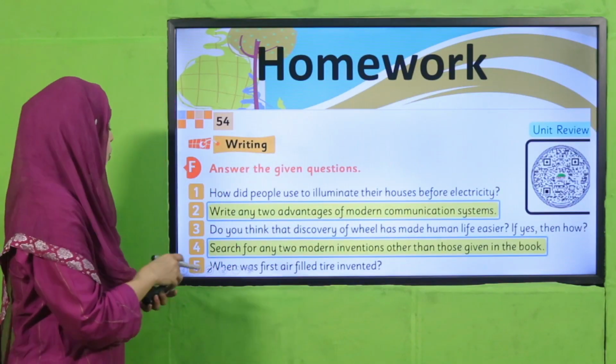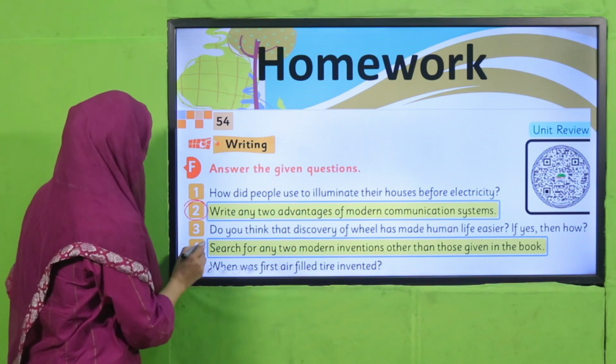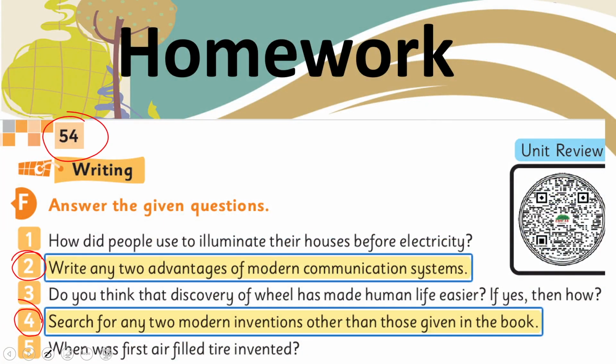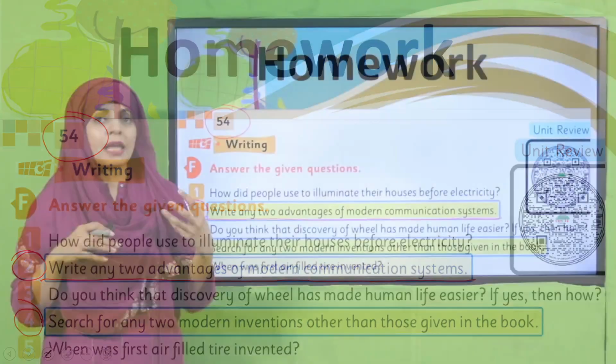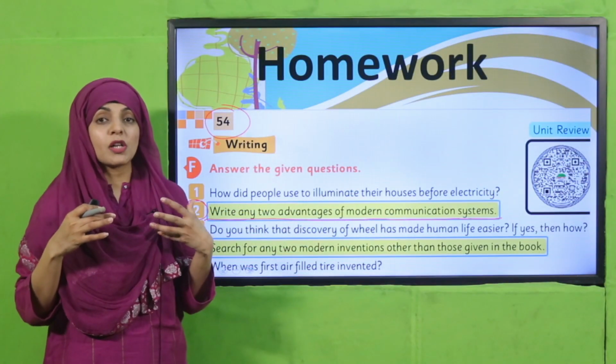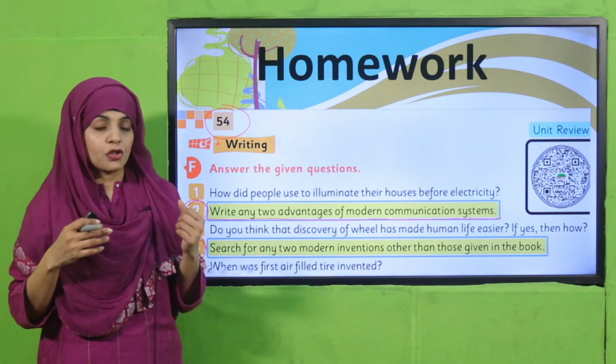For homework, you will do question number 2 and question number 4 given on page number 54. So write any 2 advantages of modern communication system. आजकल के communication system के क्या advantages हैं? It is fast, it is time saving, it is money saving. So we can say कि आजकल का जो system है, it is much more beneficial.